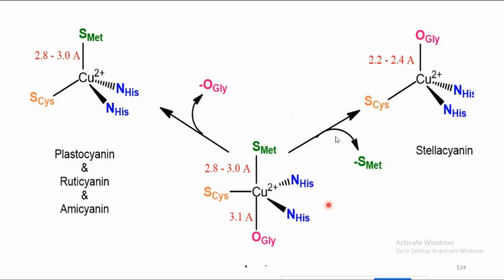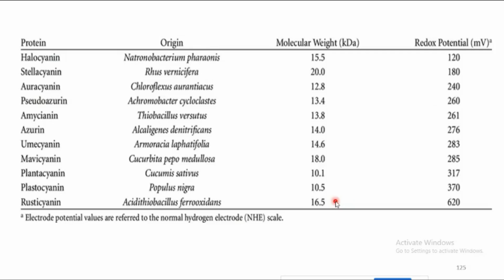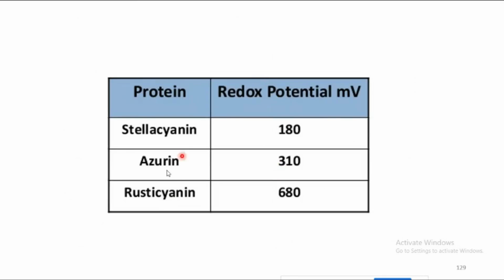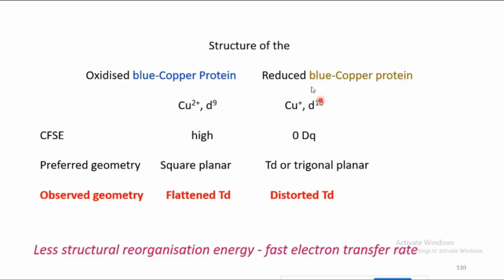These things I think we have already discussed. Yeah, this is already shown. See how the EPR spectrum as well as the electronic absorption spectrum is affected by the environment which is present. So the redox potential values of some of the proteins are shown here: stellacyanin, azurin, rusticyanin. In the oxidized form, the blue copper protein has the metal in the +2 oxidation state and d9 configuration.